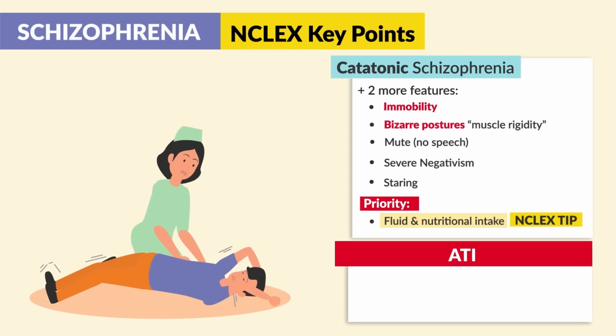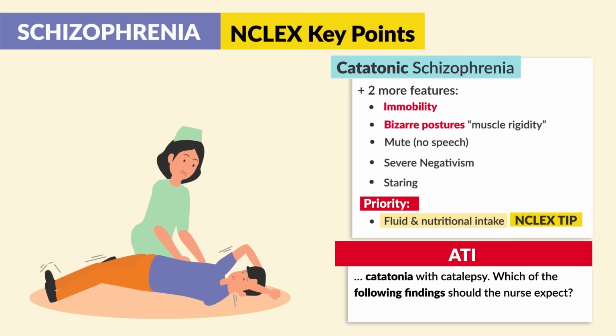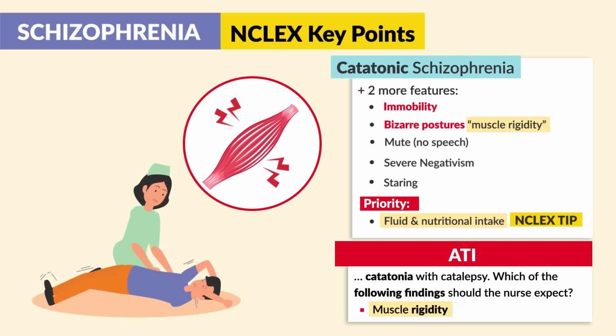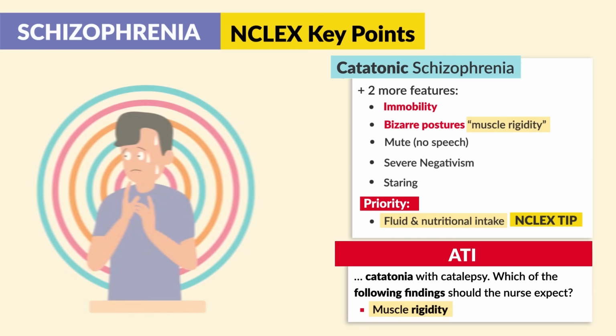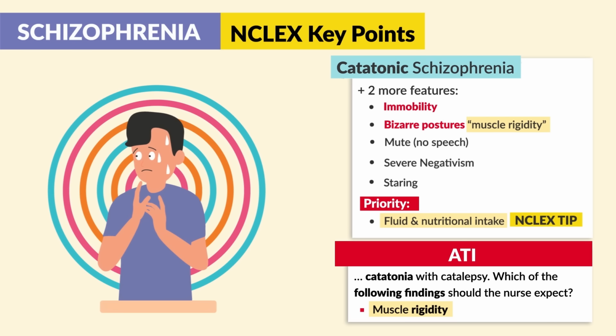So ATI mentions catatonia with catalepsy. Which of the following findings should the nurse expect? Muscle rigidity. Yes, for catatonic schizophrenia, you have to think bizarre posturing and even immobility with muscle rigidity.